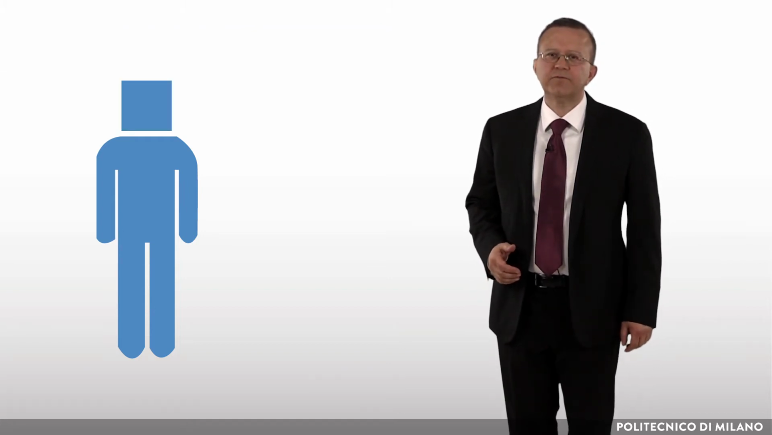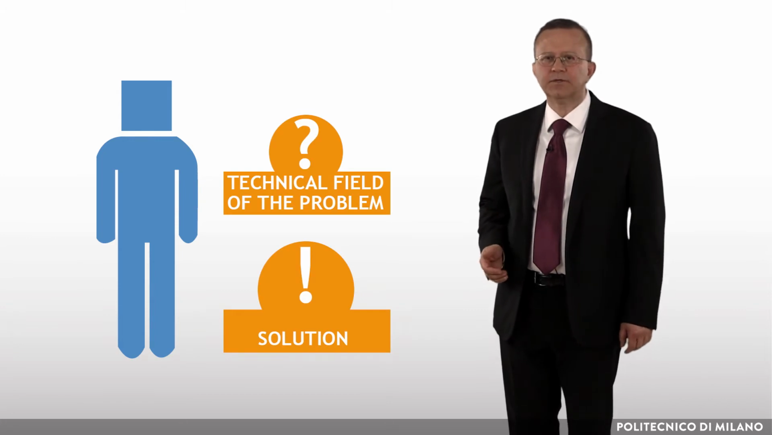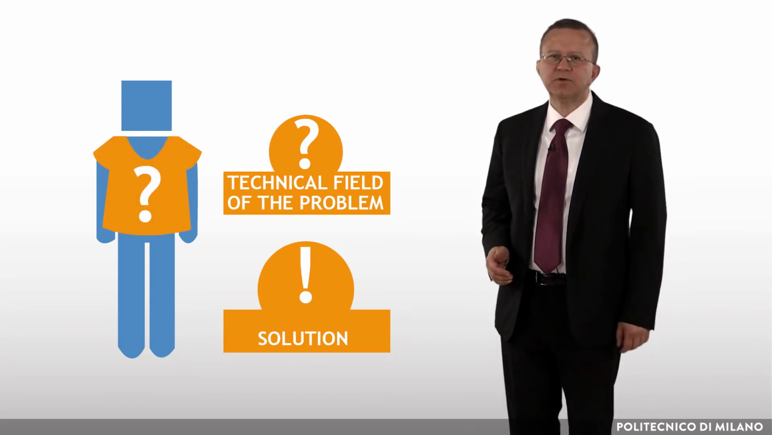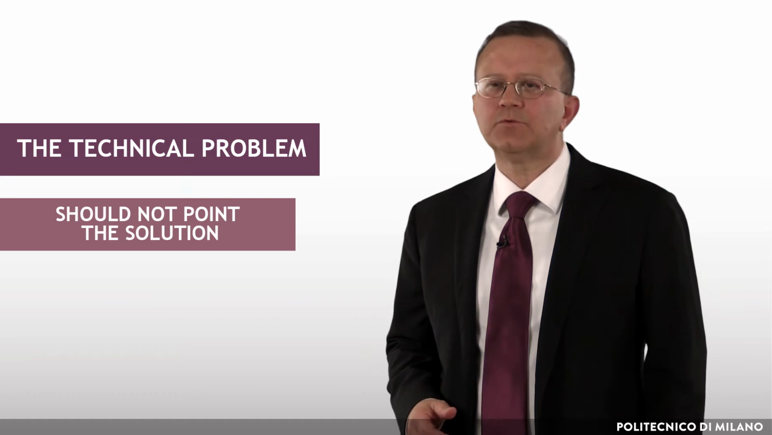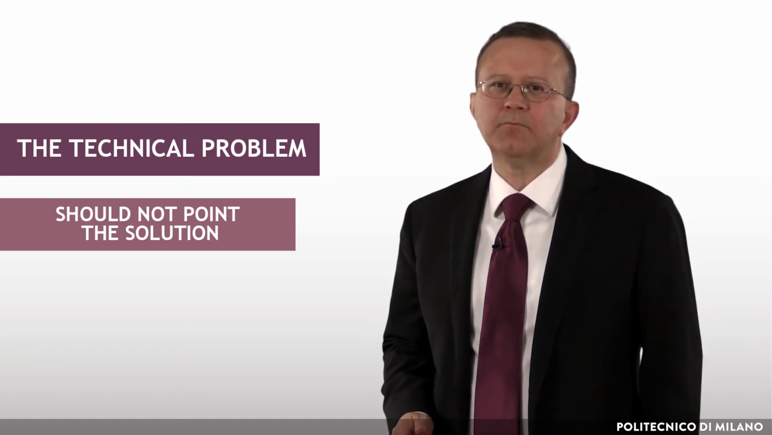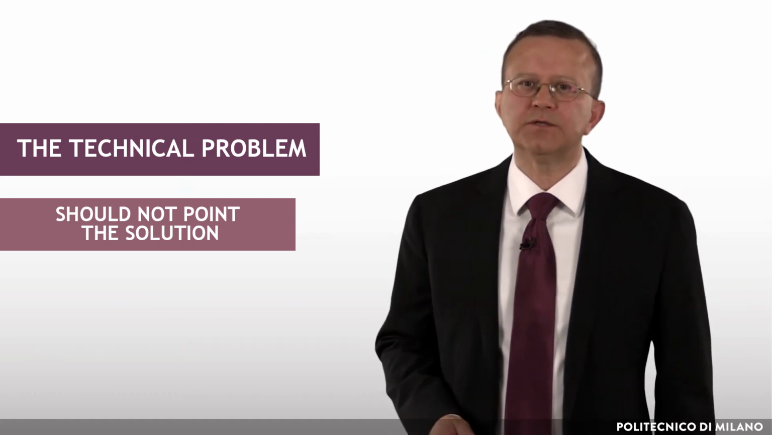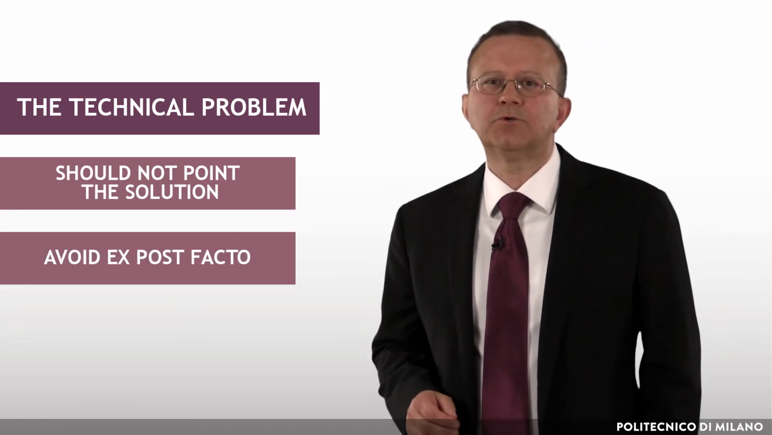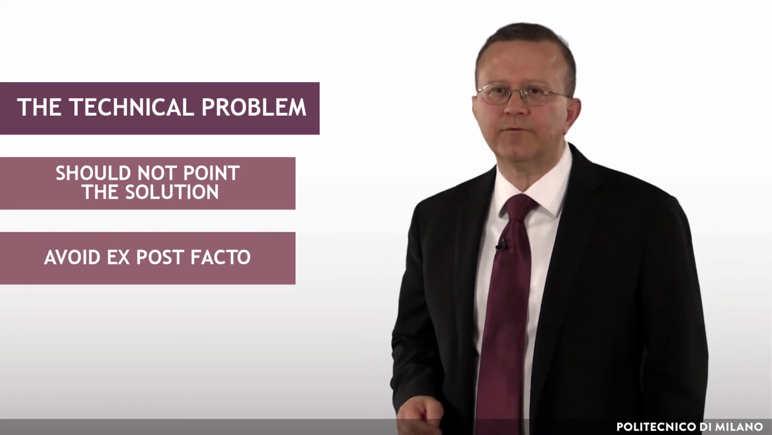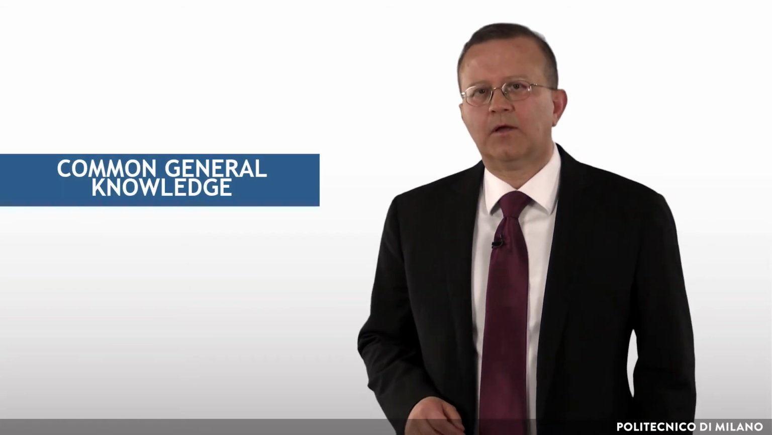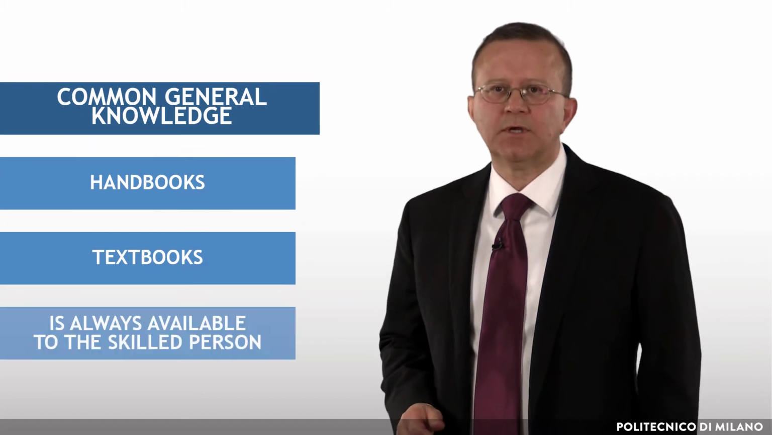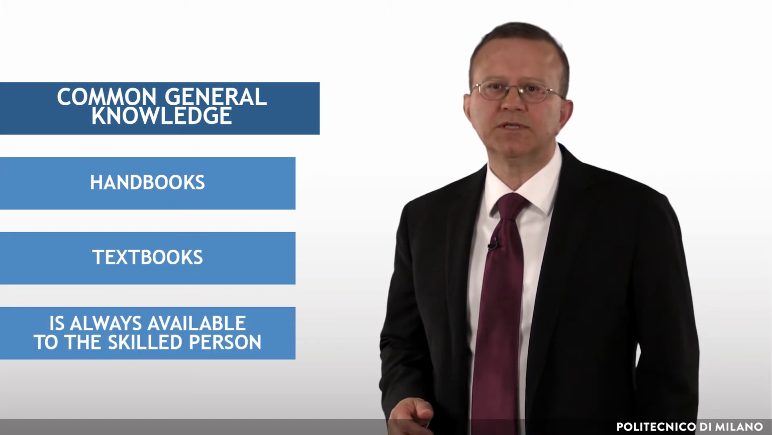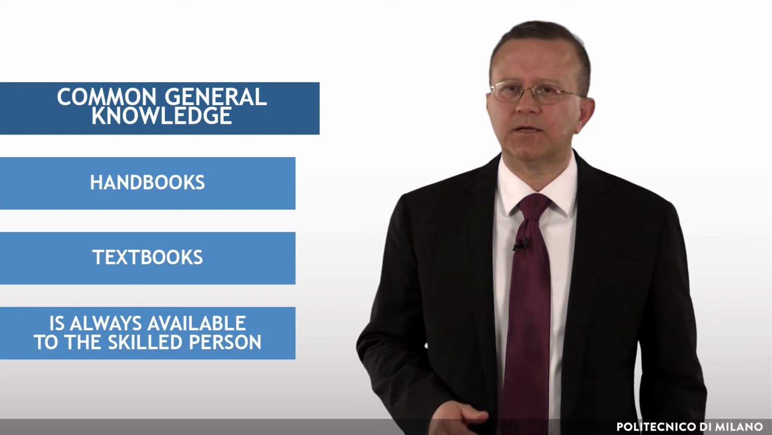If the technical field of the problem and the solution are different, the skilled person is an expert in the field of the problem. So, when writing a patent application, the technical problem to be solved should be formulated in such a way that it does not contain pointers to the solution, in order to avoid an ex post facto view of the inventive step. Common general knowledge is represented by handbooks or textbooks, and it is always available to the skilled person to try to solve a technical problem.